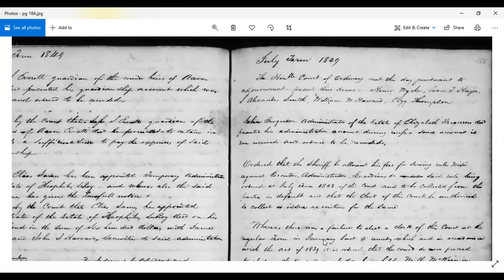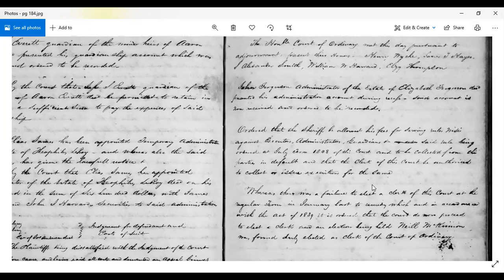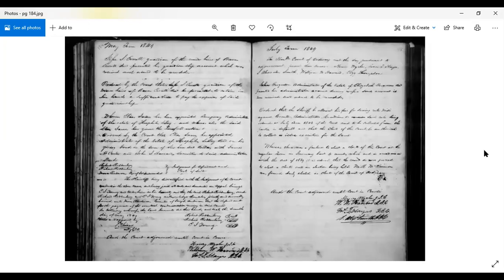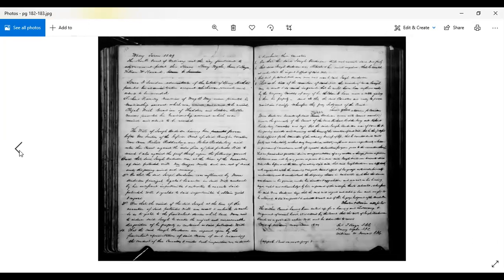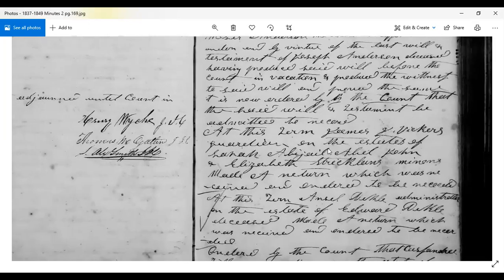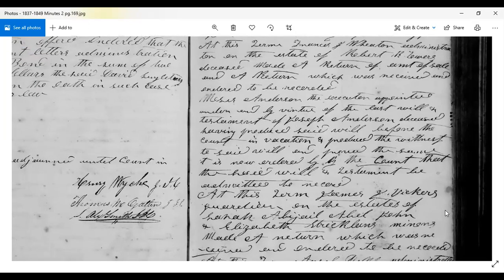Sorry, handwriting is a bit different. So this is when Moses recorded it and turned it in. He was not a witness, but he was the one who had the copy of the will that he gave to the court.